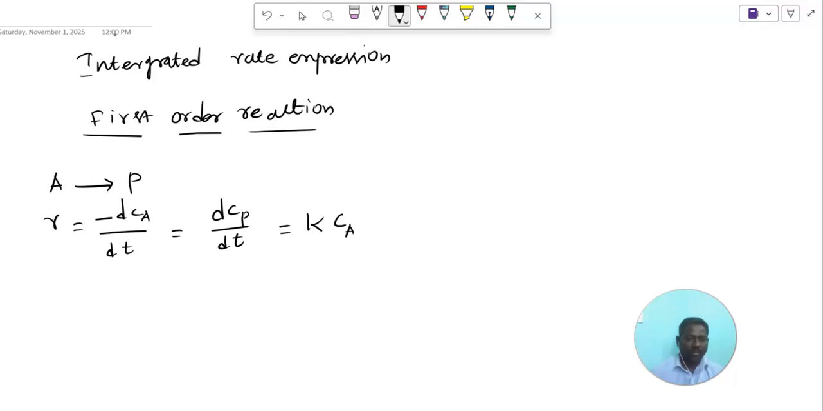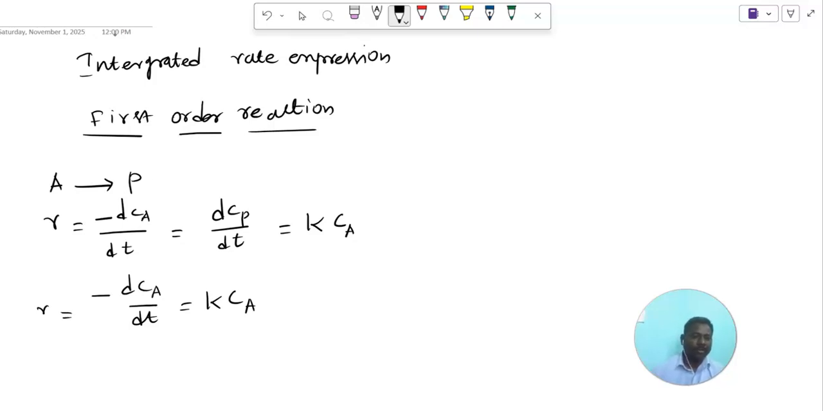So rate law is k CA, the concentration of reactant. So we are dealing with the change in concentration of reactant. So minus dCA by dt can be written as k into CA. So rate comes here.